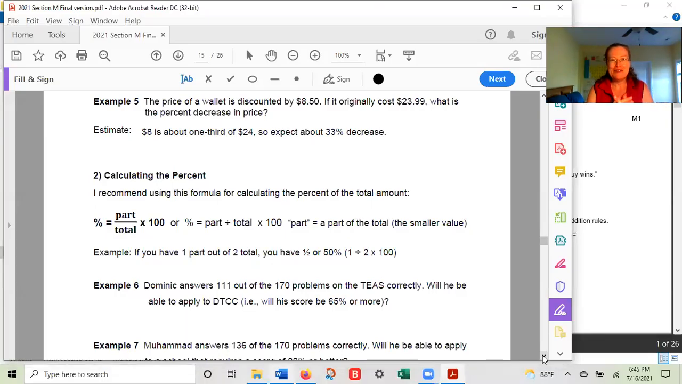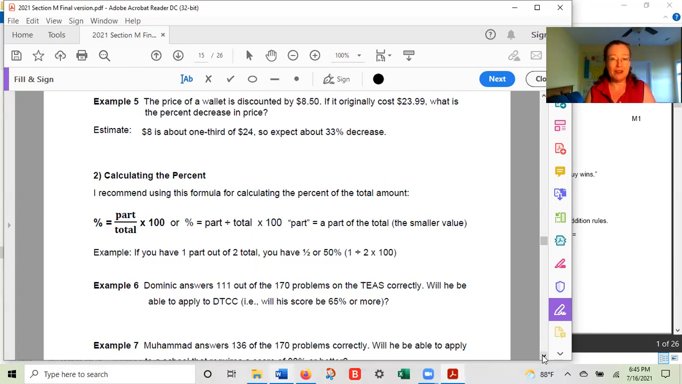Hi, everyone. Welcome to the second part of my instructions on how to work with percents and the common percent problems. On this one, again, I'm recording these on July 16th, and as of that day on page M15, it talks first about calculating the percent. There's a formula that I recommend using.